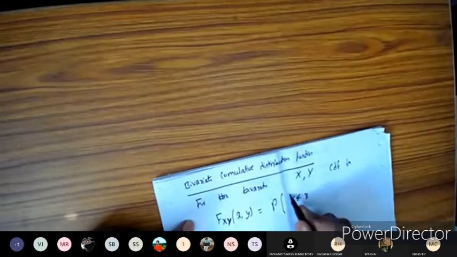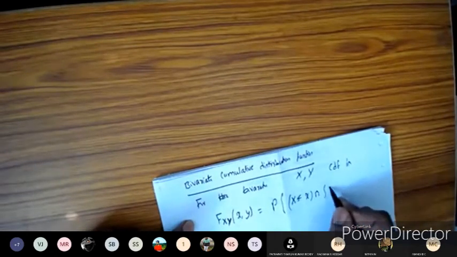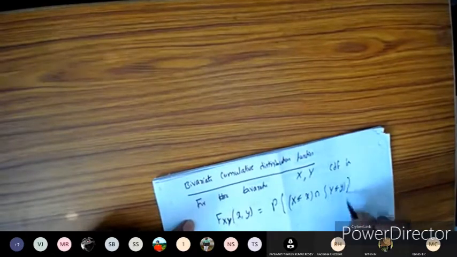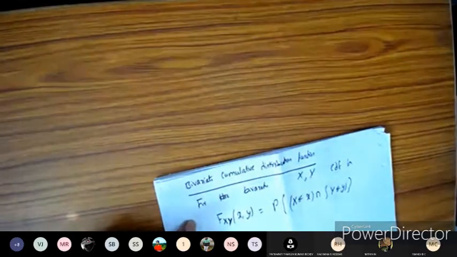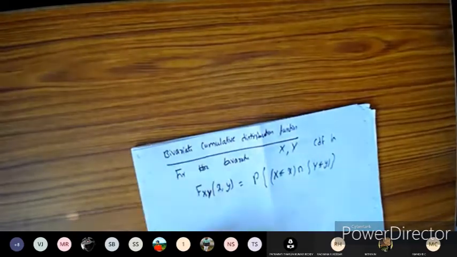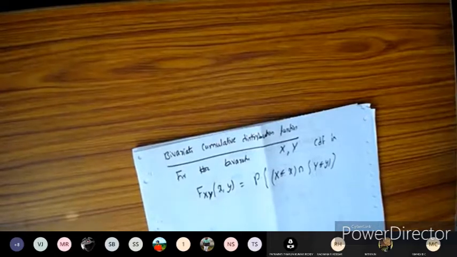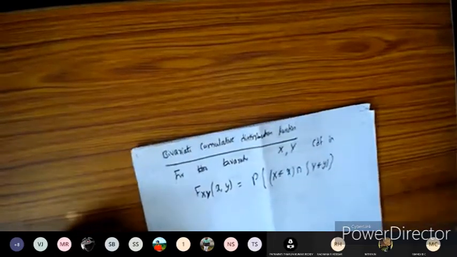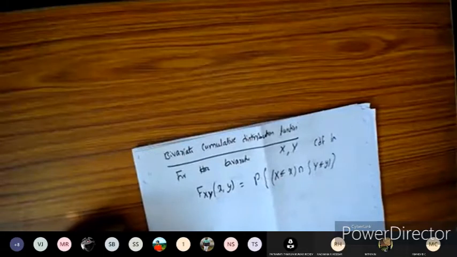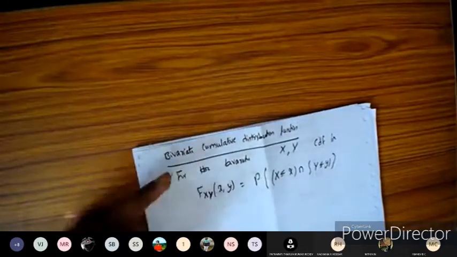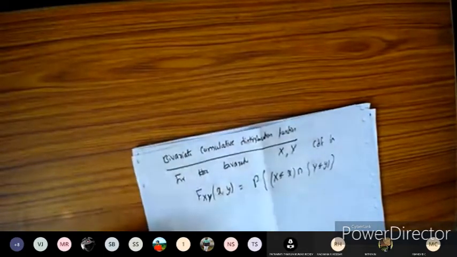It is the probability that X is less than or equal to x, intersection Y is less than or equal to y. This is the CDF of the two random variables, called the bivariate random variable. In the exam they will ask you to explain the bivariate CDF with different examples, so I can define this and you can give an example.